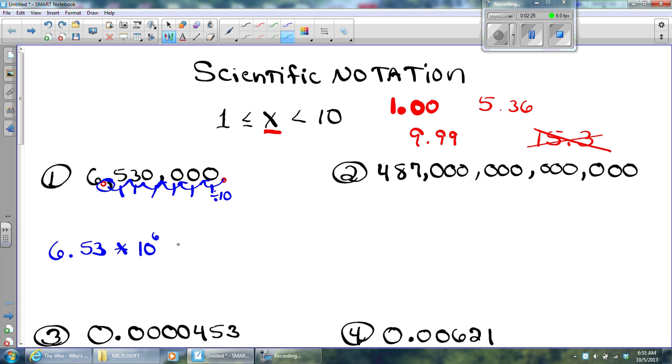So what I'm telling you is that these two numbers are equal to each other. They are the same number in disguise, right? This is the version of it in scientific notation. This, by the way, we call standard notation.